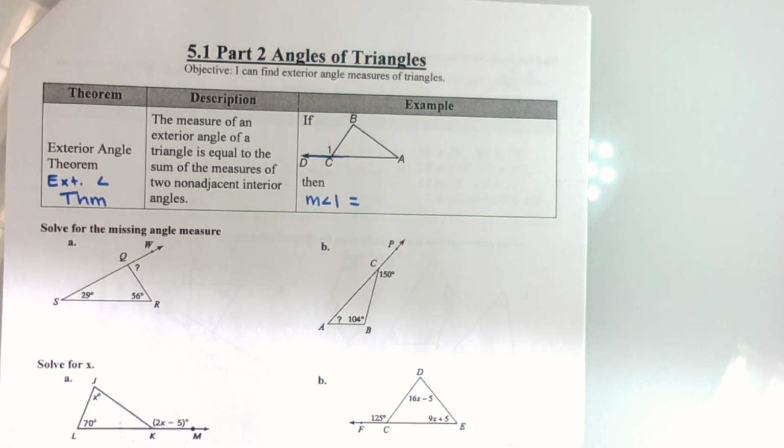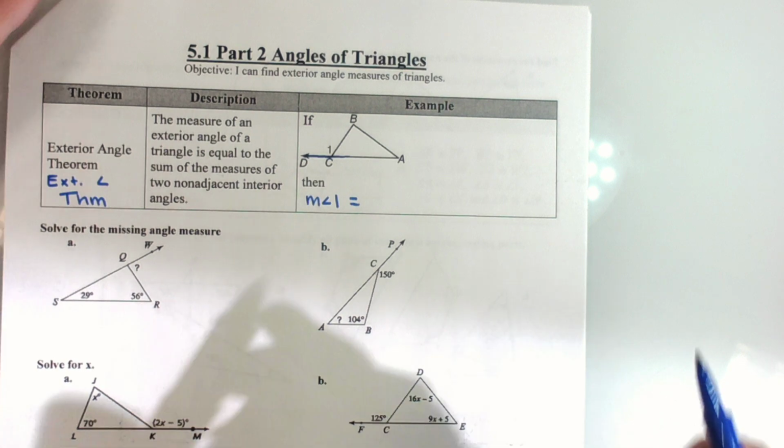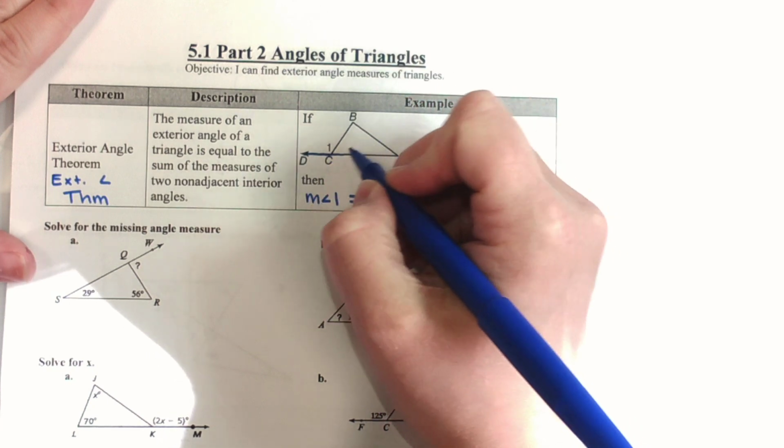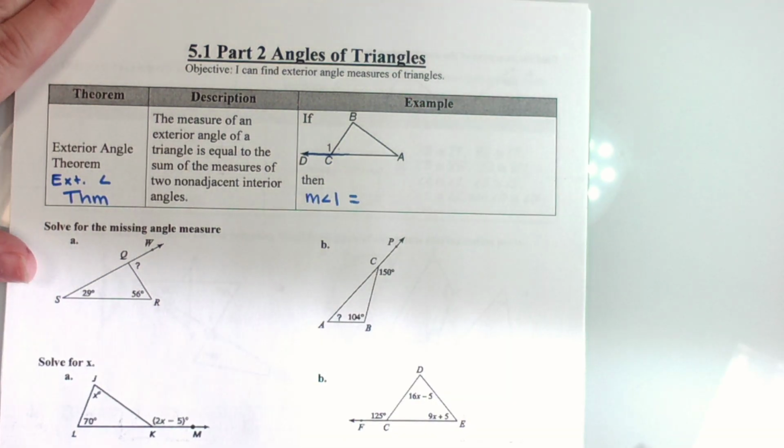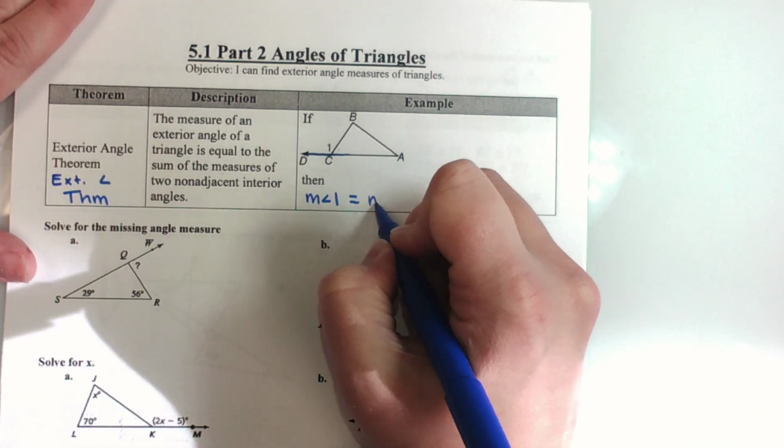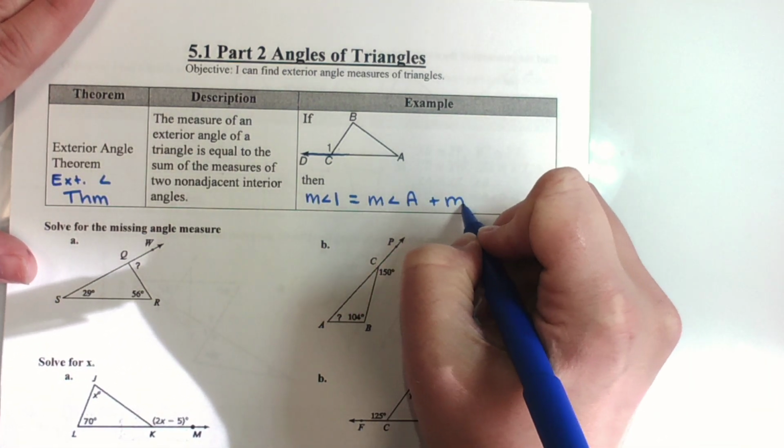What does sum mean? Total. Total as in what operation? Adding. We're going to be adding the non-adjacent interior angles. We've seen the word adjacent angles. Adjacent means the ones right next to one another. Non-adjacent means the ones not next to the exterior angle. In this picture, the exterior angle, angle 1, is next to this angle. The ones it's not right next to, what are their names? B and A. Measure angle A plus measure angle B.